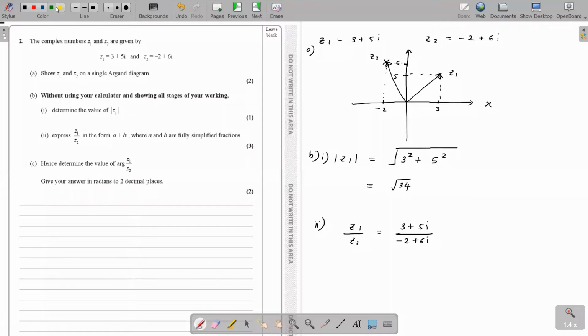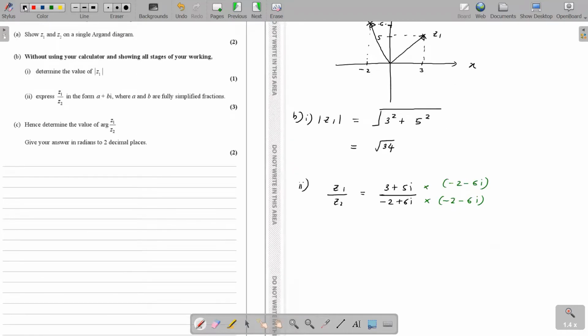Okay, so what are the necessary steps you need to show? Now, if you type this in the calculator, it will give you the final answer directly in one go. So how do you show the relevant step? To keep this in the form a plus bi, you can't have any imaginary number in the denominator. How do you remove the i in the denominator? Rationalize, which means you multiply up and down with what? Minus 2 plus 6i, so you multiply with minus 2 minus 6i. Are you okay with that? Just change the sign of the imaginary part in the denominator. Okay, so what do you get here? Show all the relevant steps.